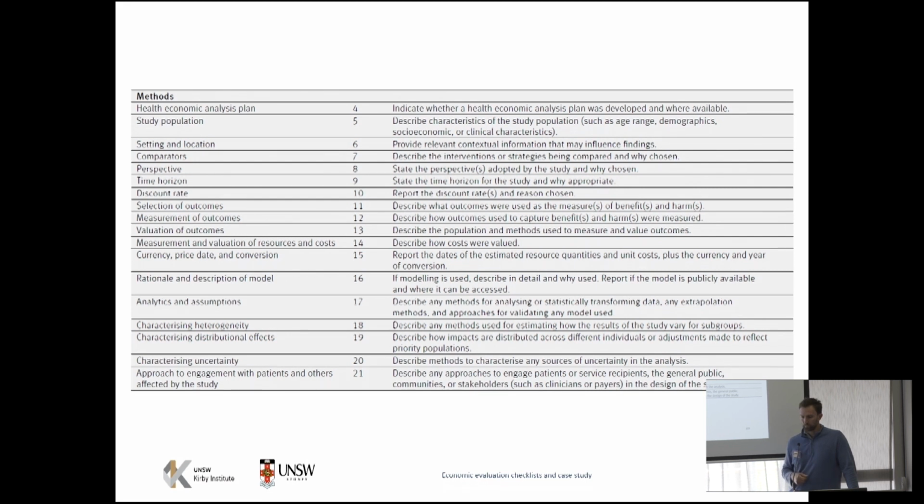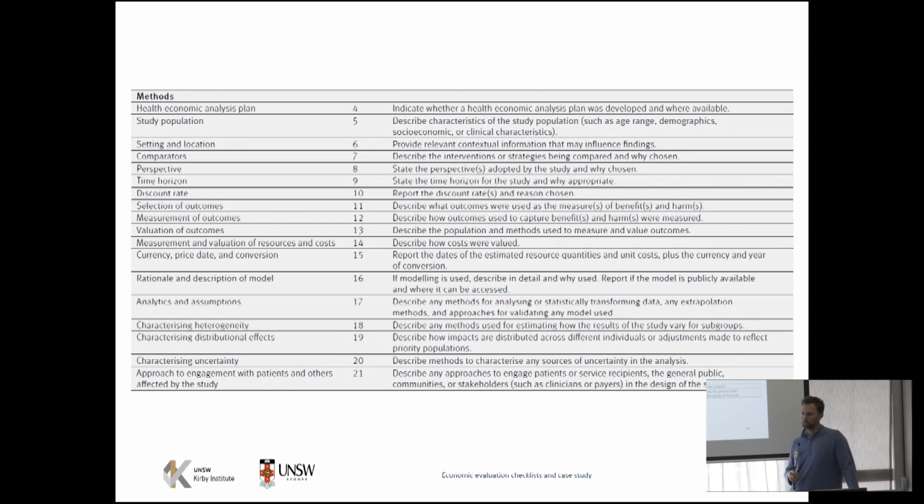The selection of outcomes, the valuation of outcomes, so how they're being valued, and then the measurement and valuation of resources and costs. They all come under one group, I guess, of looking at outcomes. Good. Then currency and price date. It's important to state what currency you're talking about. You may have seen in some papers on economic evaluation, they talk about something like 2012 US dollars or 2015 US dollars, and essentially that's taking into account inflation. So a 2015 US dollar is not going to buy you the same as a 2020 US dollar. They're not quite the same, so it's important to report that.